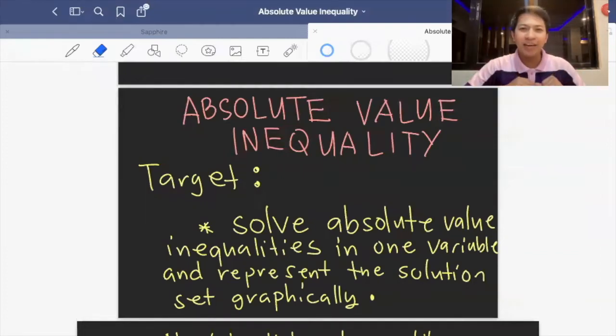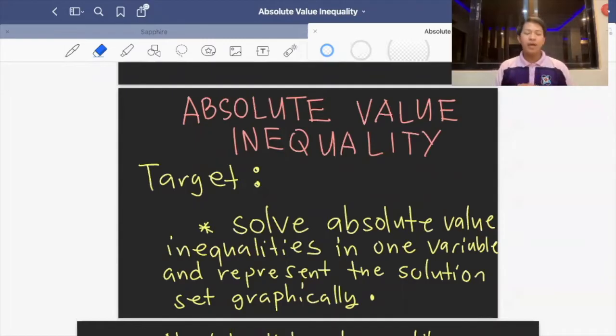Hello, good day everyone. I'm Sir Sandro, and in this video, I'm going to talk about absolute value inequality. This is adapted from the Philippine Science High School System Learning Guides. Our target for this video is to solve absolute value inequalities in one variable and represent the solution set graphically.